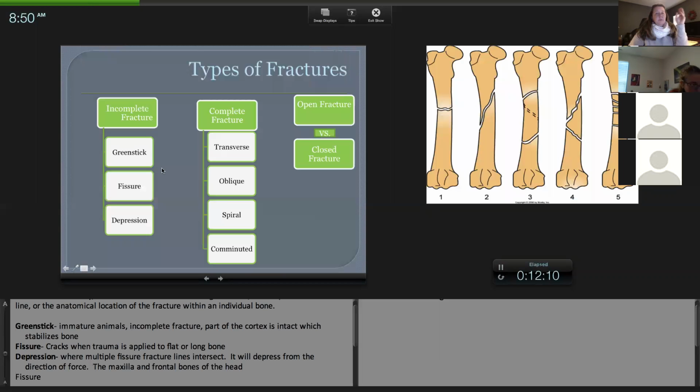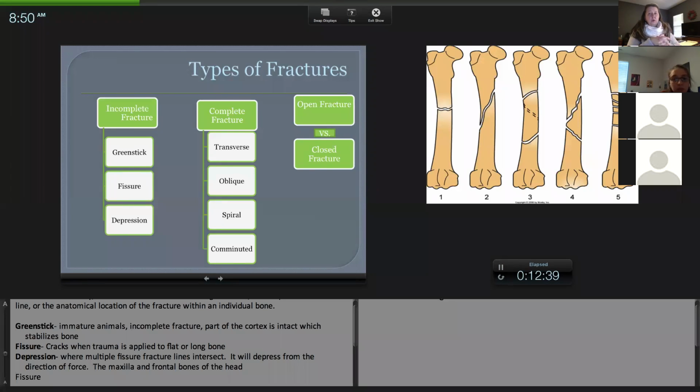And then the types of incomplete fractures we see, there's green stick, and that's typically seen in young patients. So green stick is a young patient fracture, and that's very classic. They jump out of the owner's arms, okay? They land, and the front part of their bone might bend, and the front part of the bone cracks. The back part of the bone doesn't crack. And that's called a green stick fracture.